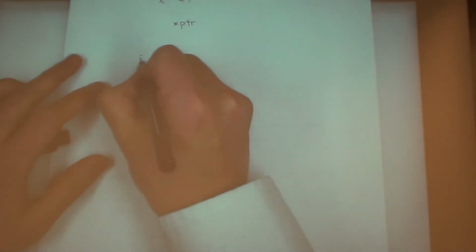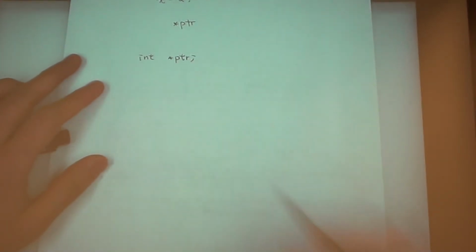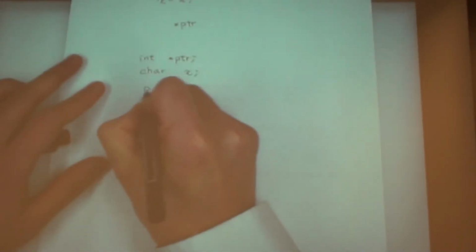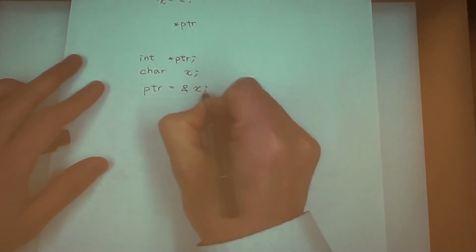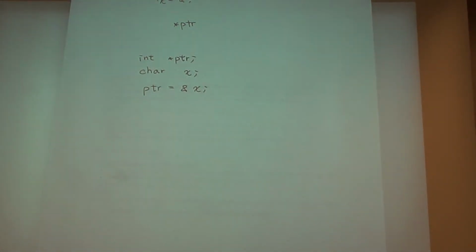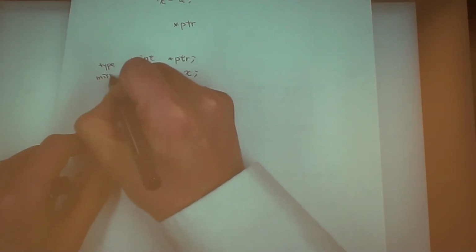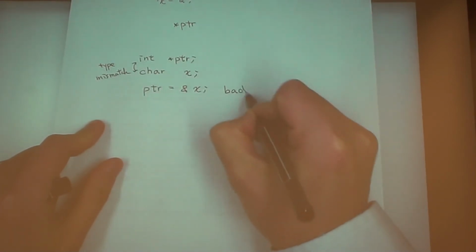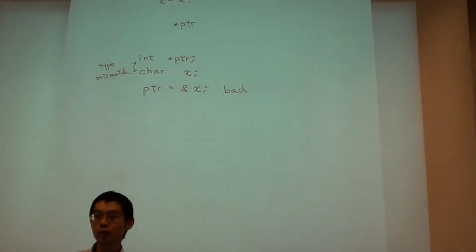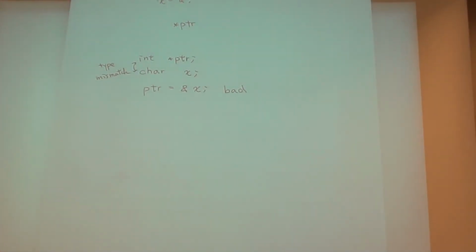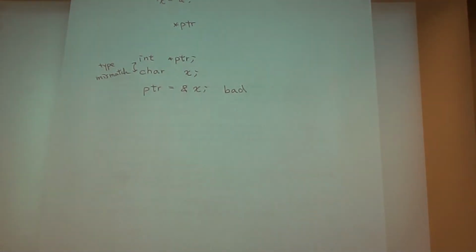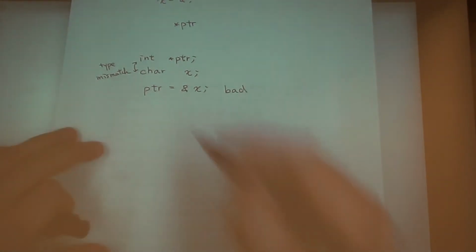So, first, if I say integer PTR, and I create a character, let's say X, sometimes I get questions like this. Is it good? No. Why not? Different types. Compiler will give you a warning. You are looking for trouble. So don't do that. You want to make sure the types match. Okay. So that's bad.